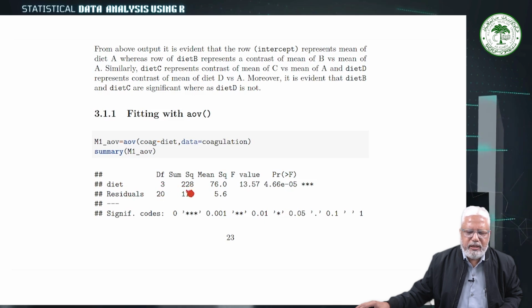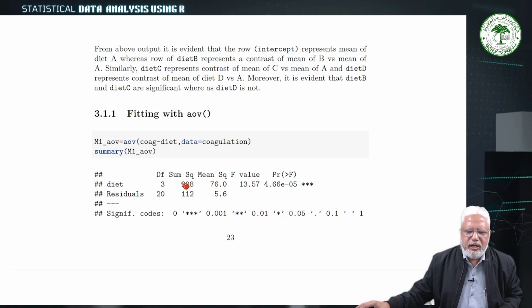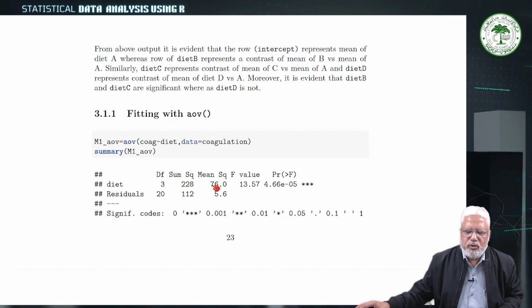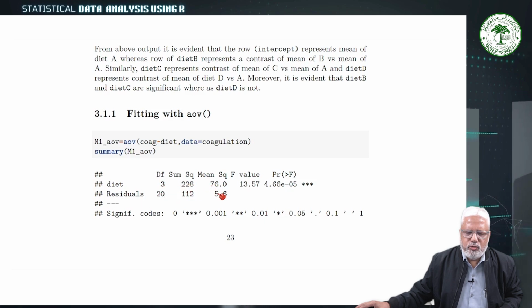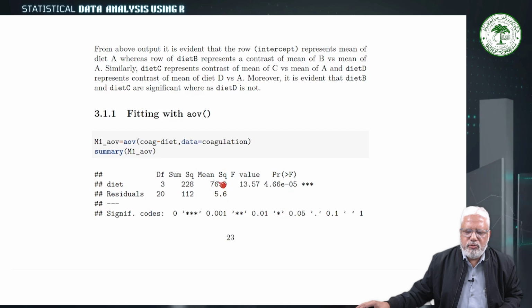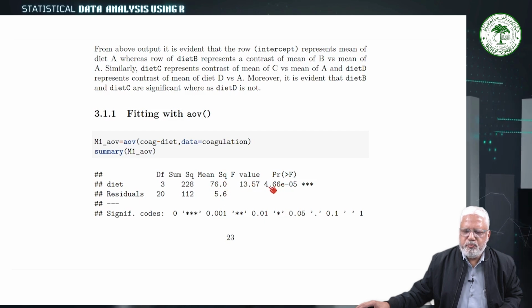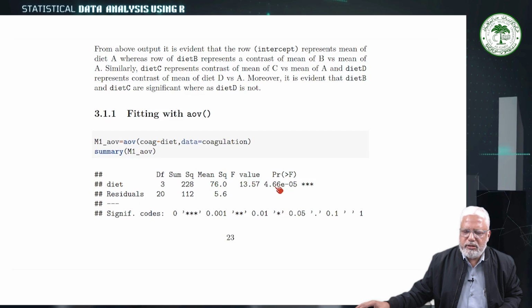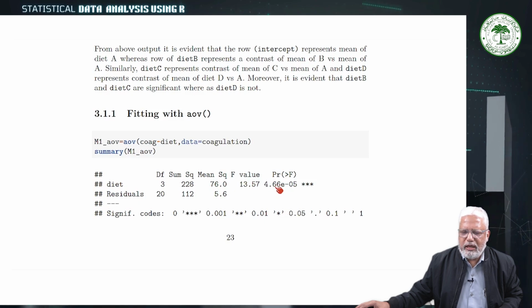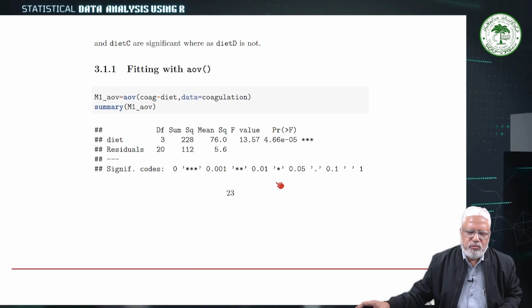Then sum of square, residual sum of square, and then mean square. You divide the sum of square by the degrees of freedom, and it is the mean square. If you divide the diet mean square by the residual mean square, it is the F value, and this is the p value. The p value shows that we are rejecting the hypothesis that all the diets have the same effect.